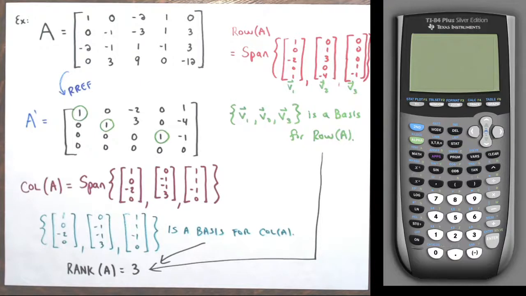And then the rank is just simply the number of vectors that are in a basis for the column space, or a basis for the row space, or just the number of pivots that you found. There are 3 pivots here.